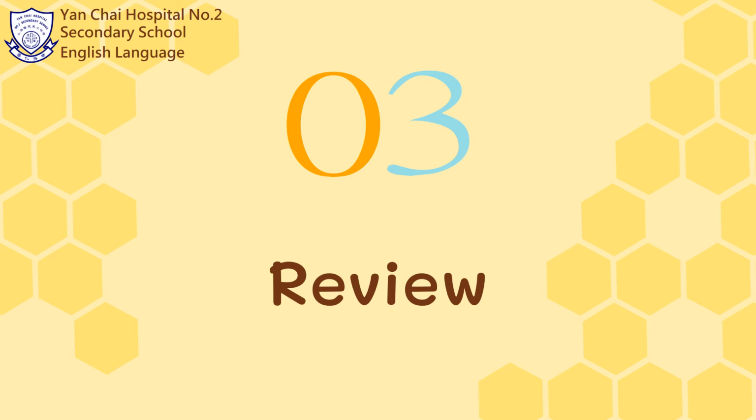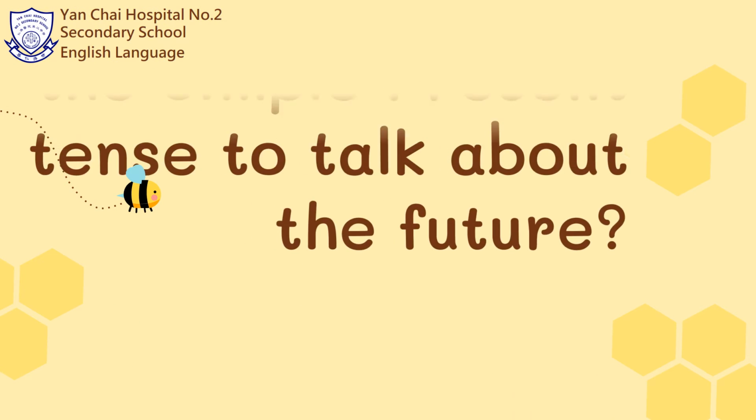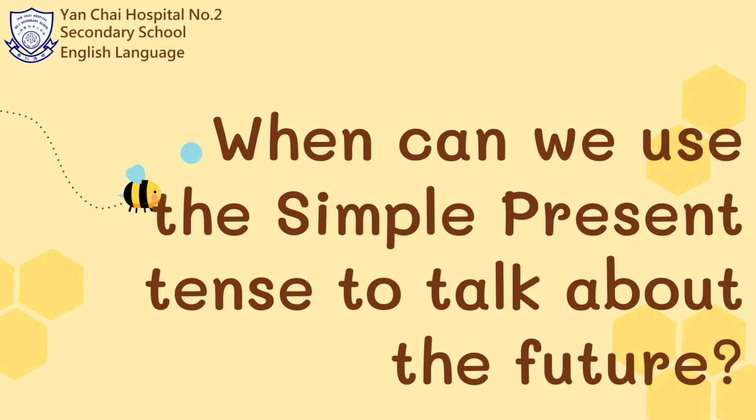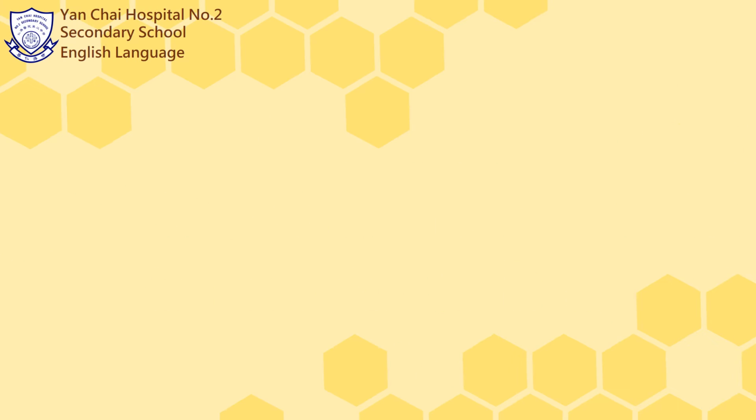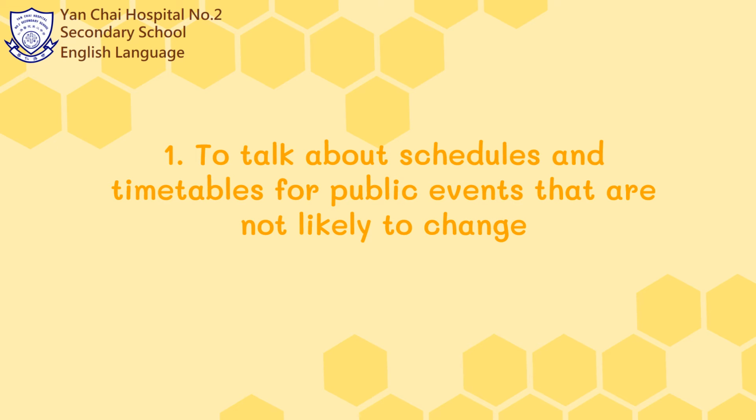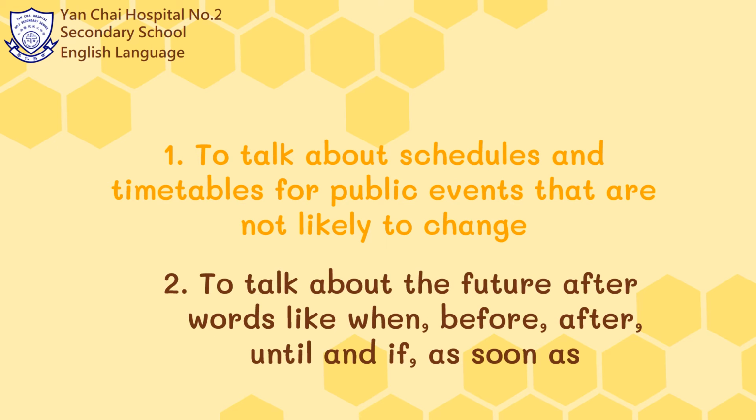So let's have a short review. When can we use the simple present tense to talk about the future and the schedule? We talk about the schedules and timetables for public events that are not likely to change. Also, we can talk about the future after words like when, before, after, until, if, and as soon as.